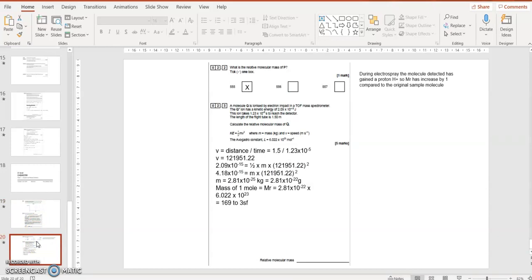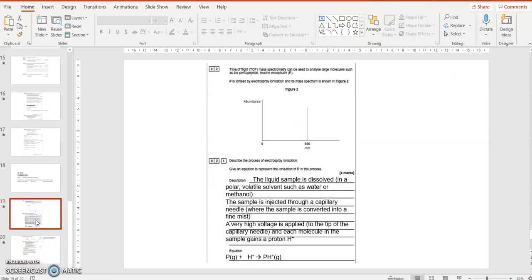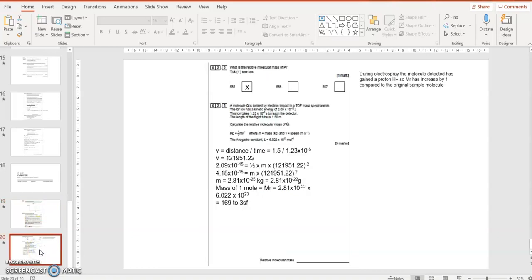So what was the relative atomic mass of P at the start? Well, we know at the end it's 556, which is the mass divided by the charge. The charge is +1, so the mass of the particle is 556. Once it's gained an H+, now an H+ has got a mass of 1, so the P beforehand must have been 1 unit lighter. It must have been 555 before the P was turned into PH+ gas.